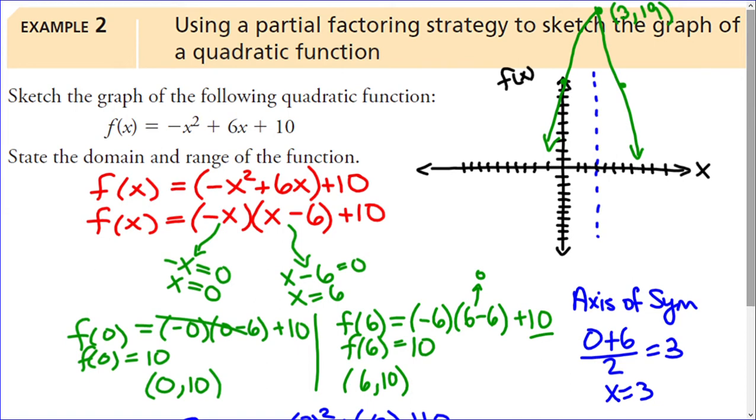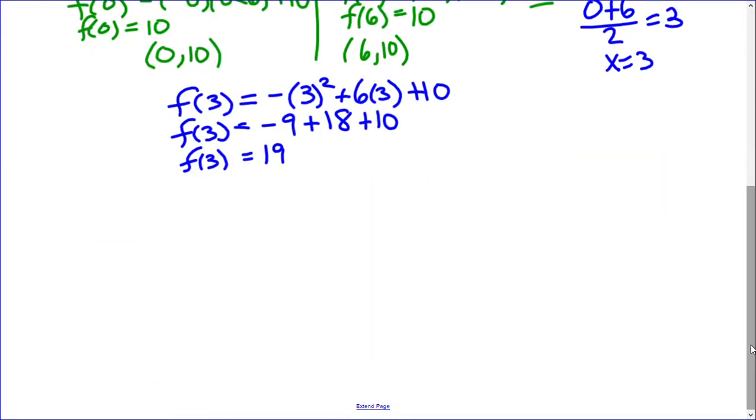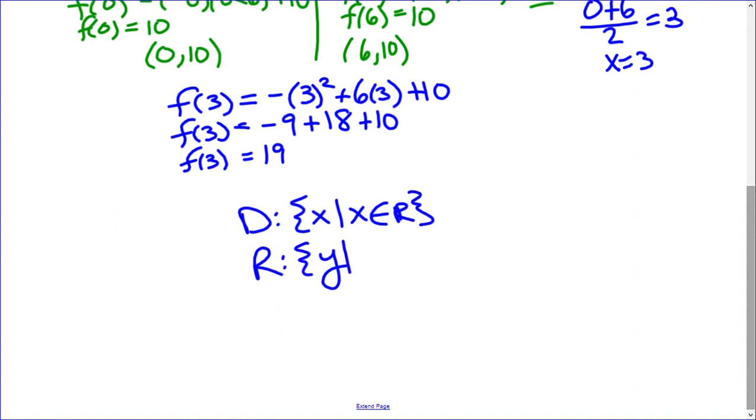So it just wants me to state the domain and the range for this thing. X is going to be in the set of real numbers. It includes all the values, and y is going to have to be less than my maximum point of 19. So if I write out my domain and my range, my domain is such that x is in the set of real numbers, and my range is such that y is less than or equal to 19, where y is in the set of real numbers.